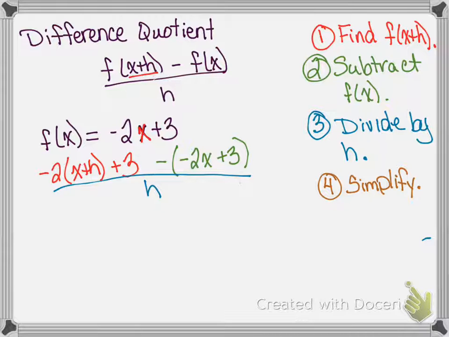First thing I'm going to do is I'm going to do negative 2 times x plus h. So that's negative 2x minus 2h. Negative 2x minus 2h plus 3. Now I'm going to distribute my negative. What's negative negative 2? Good. Negative positive 3. Good. And now I am going to divide everything by h.